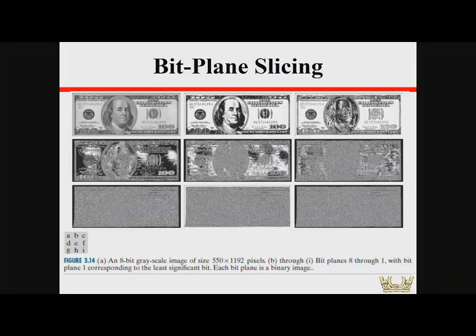That would be better than just an ordinary binary code.